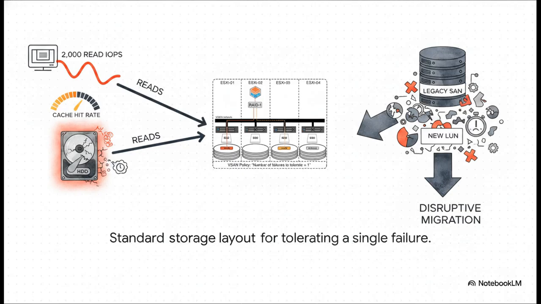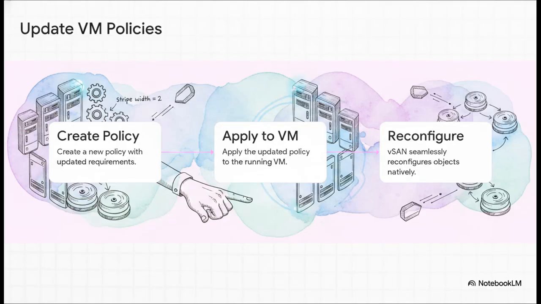Performance degrades. Now, in a legacy SAN, fixing this means a massive, painfully disruptive migration to a whole new LUN. But here is where vSAN just totally flexes its muscles. You don't need to schedule downtime, you don't need to migrate the VM, none of that. You simply whip up a new policy, maybe add a stripe width of 2 to spread that I/O out across multiple physical disks, and you apply it right to the running VM. vSAN safely handles the entire transformation natively.